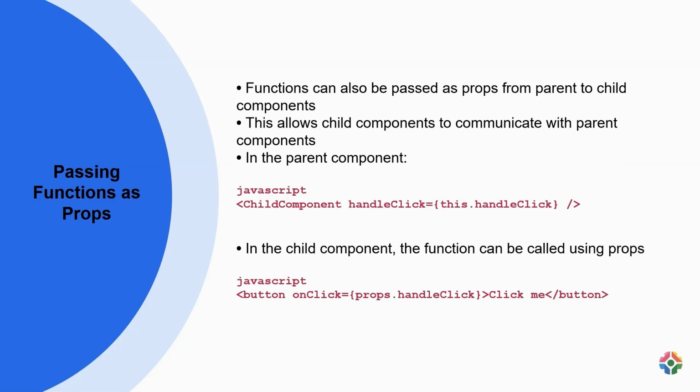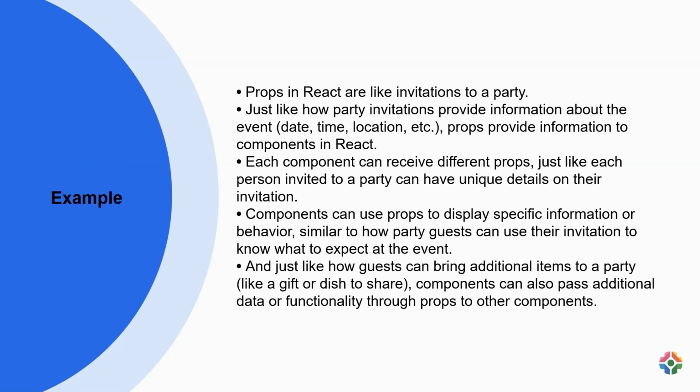An analogy for props in React. Props in React are like invitations to a party. Just like how party invitations provide information about the event, date, time, location, etc., props provide information to components in React. Each component can receive different props, just like each person invited to a party can have unique details on their invitation. Components can use props to display specific information or behavior, similar to how party guests can use their invitation to know what to expect at the event.